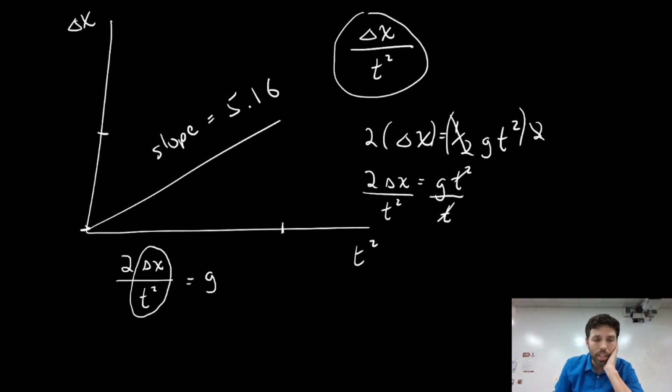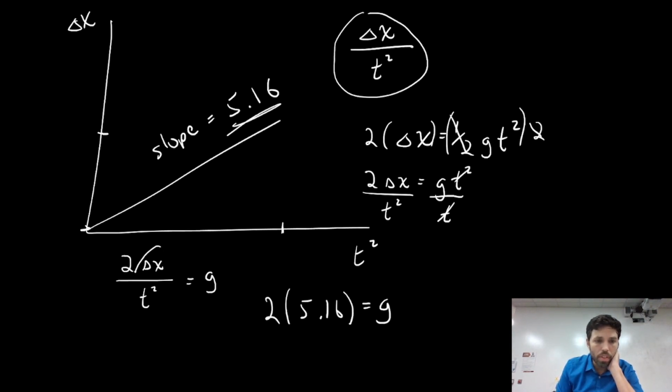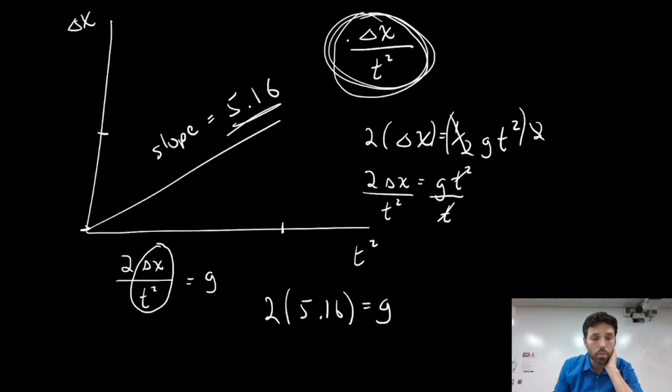So instead of writing delta x over t squared, I'm going to replace this term here with my slope value, 5.16. So now I'm going to write 2 times 5.16 equals g. I replace this with this number because this value is this variable. This is what the slope is, rise over run. So I replaced it. And what do we get? We get g equals 10.32, which is pretty doggone close to 9.8. I mean, that's really close.